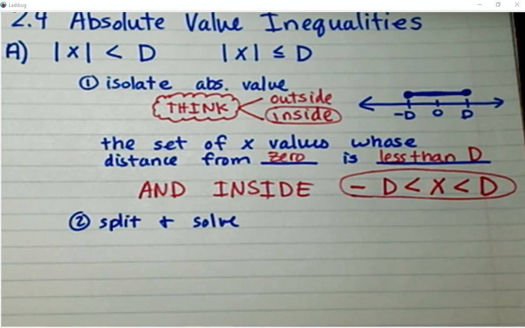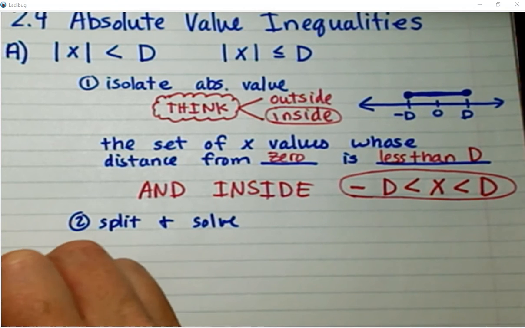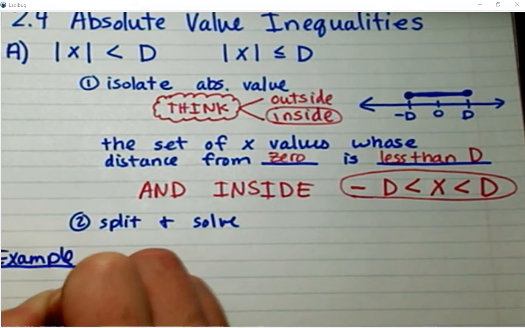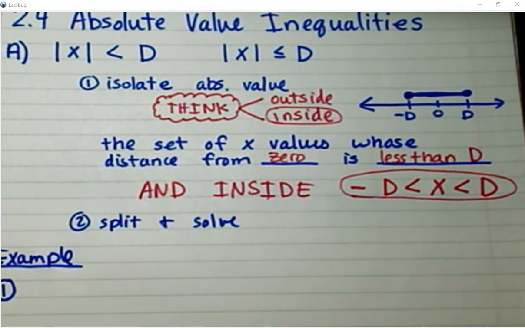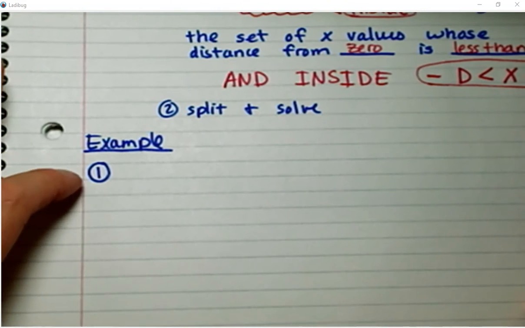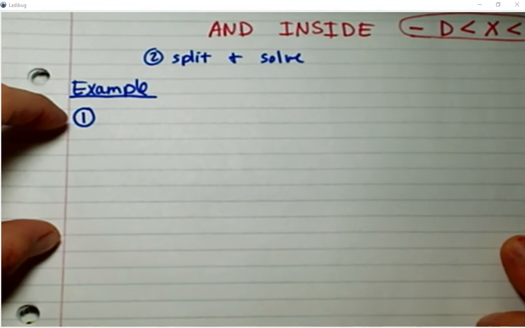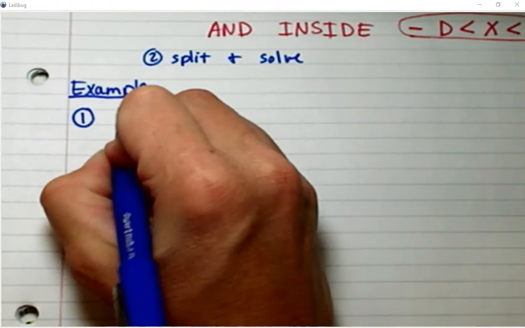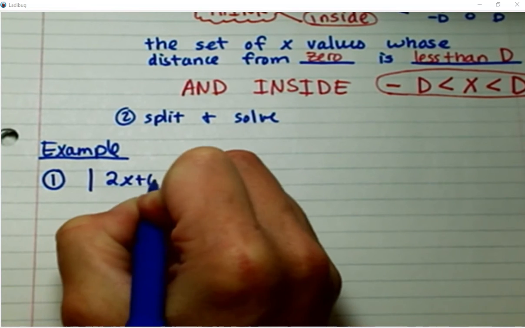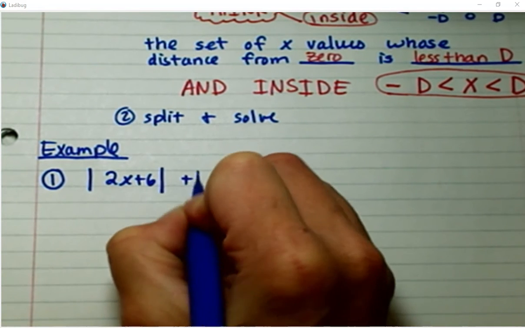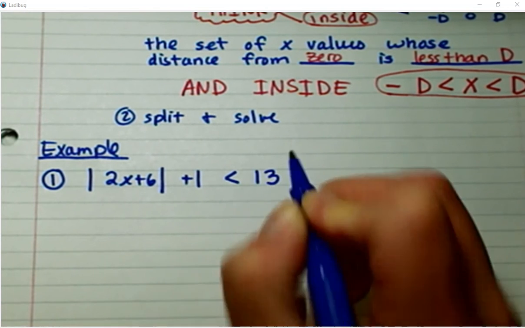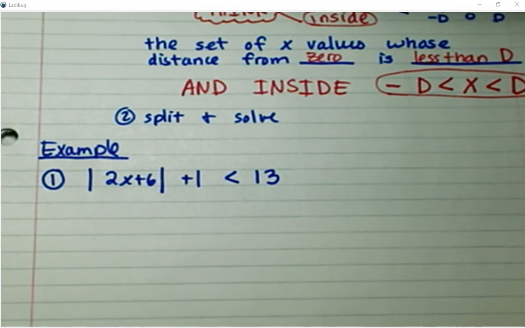Here we go. Example. How much room do we need for an example? I'm going to take up that much room, so you guys about half that. Okay. Absolute value of 2x plus 6, plus 1, is less than 13.